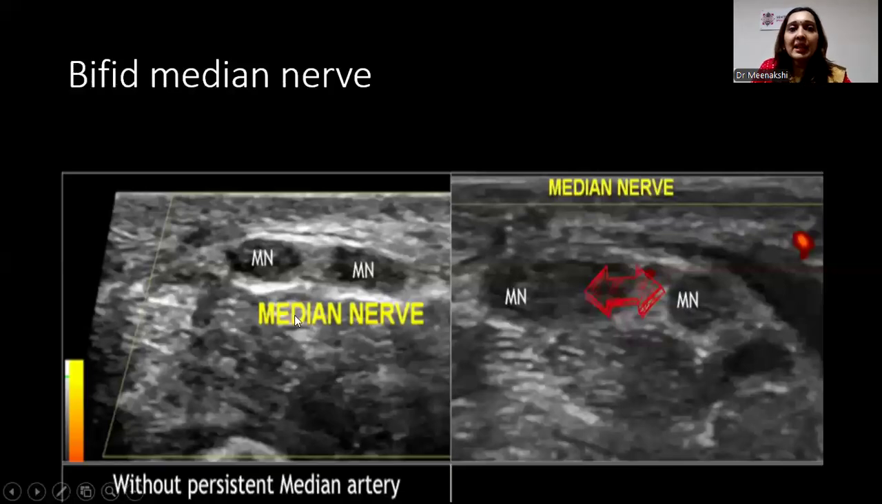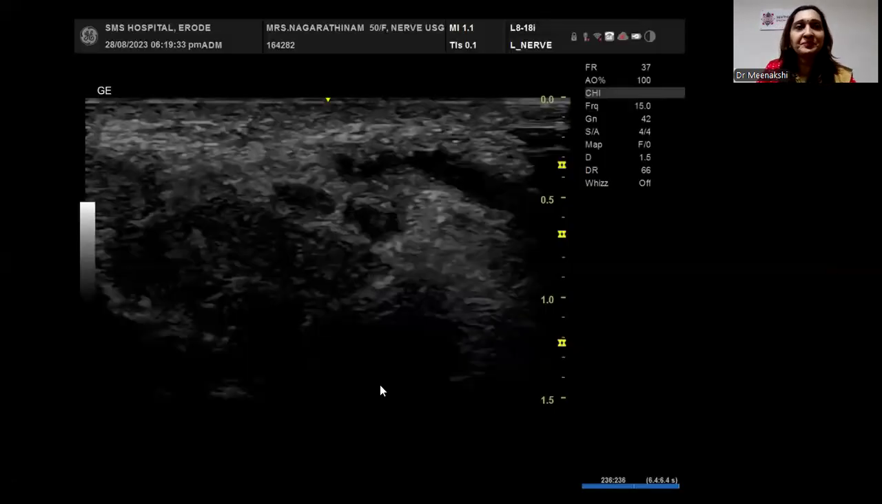Now, this is again another case where, very important, you're going to get a bifid median nerve in at least 10 to 20% of cases when you're scanning for the carpal tunnels. And sometimes you will have a persistent median artery right in the center. You can see there a red dot there, which is present. So when the surgeons are operating, they have to be very careful about not injuring this.